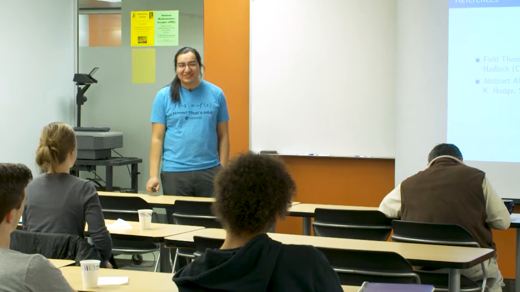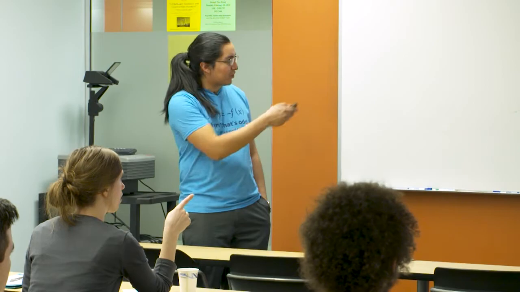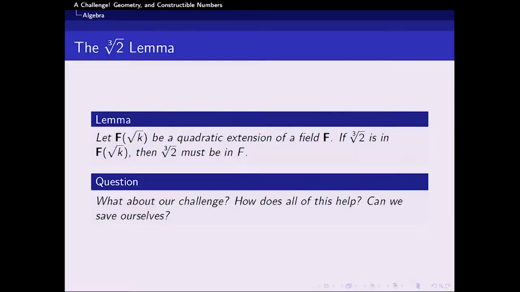Could you go back to the slide where you're describing the theorem? If an element is in a quadratic extension, then it has to be in the original field. I think it's back one more. Yeah, this one. It's the top portion. Okay, top portion. The field. Could you explain this?